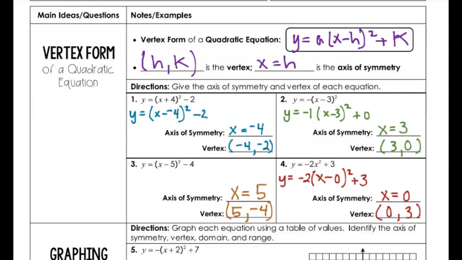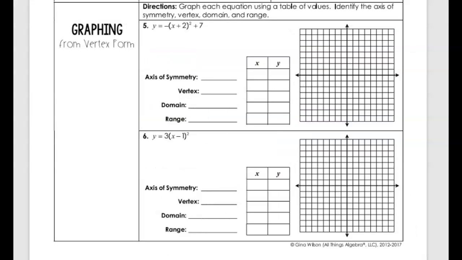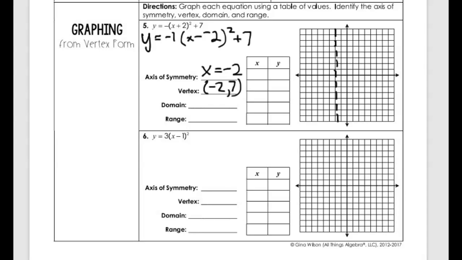So now that we've identified the axis of symmetry and vertex in that form, now let's look at how we can apply and graph this. So we've been given the equation, and notice that the first thing we'll do is separate out the h and k. So h is -2, so that means the axis of symmetry is -2, and the vertex is going to be -2, 7.